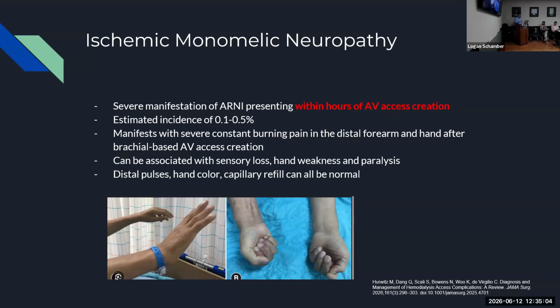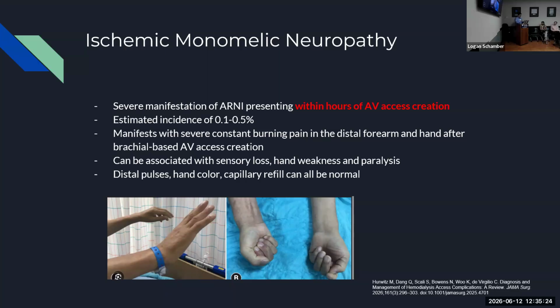But the reason why this diagnosis is missed is because typically the exam is normal other than the weakness. They'll have intact distal pulses, capillary refill would be normal. The reason why this happens is that it's suspected to be caused by acute shunting of the blood after the access creation, which leads to distal hand nerve ischemia and axonal loss.